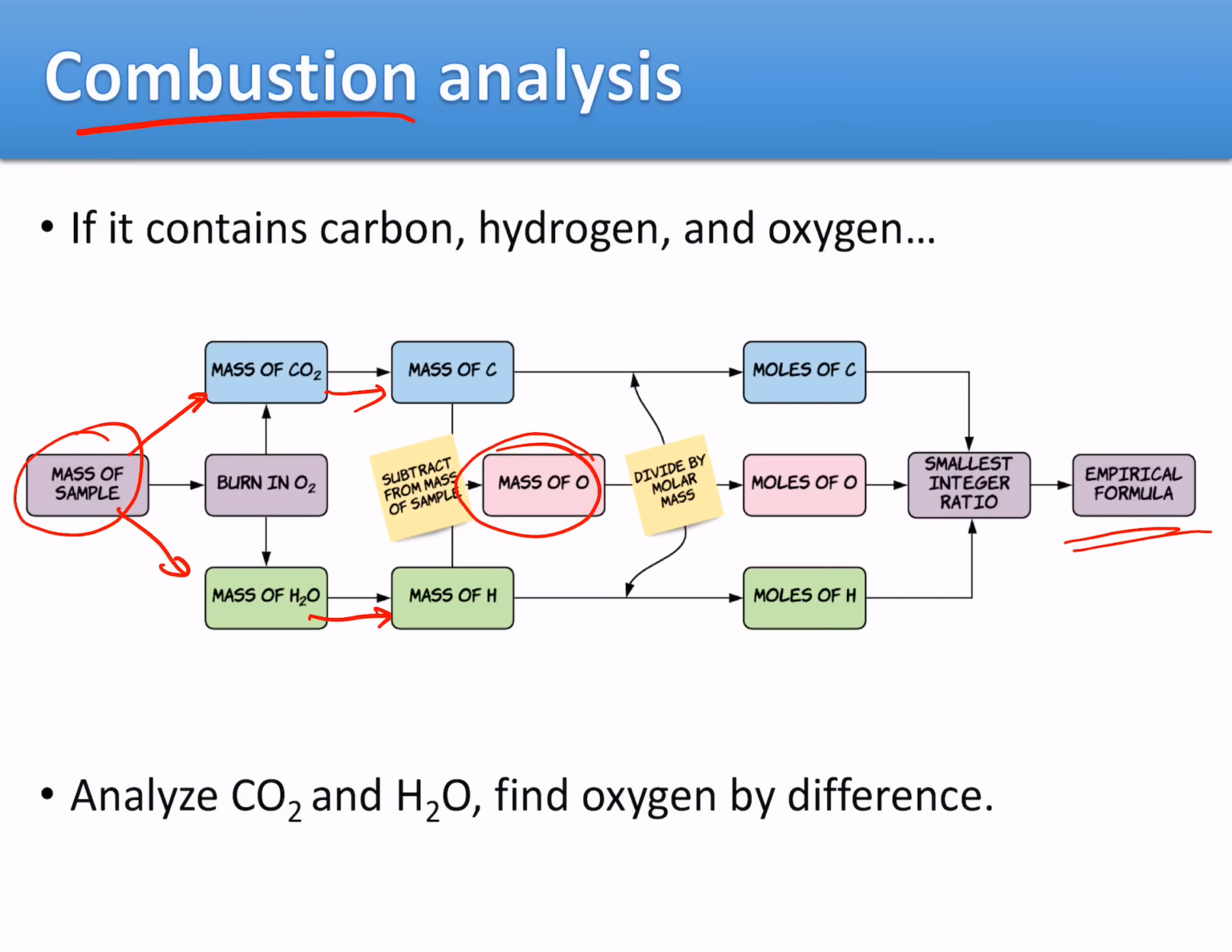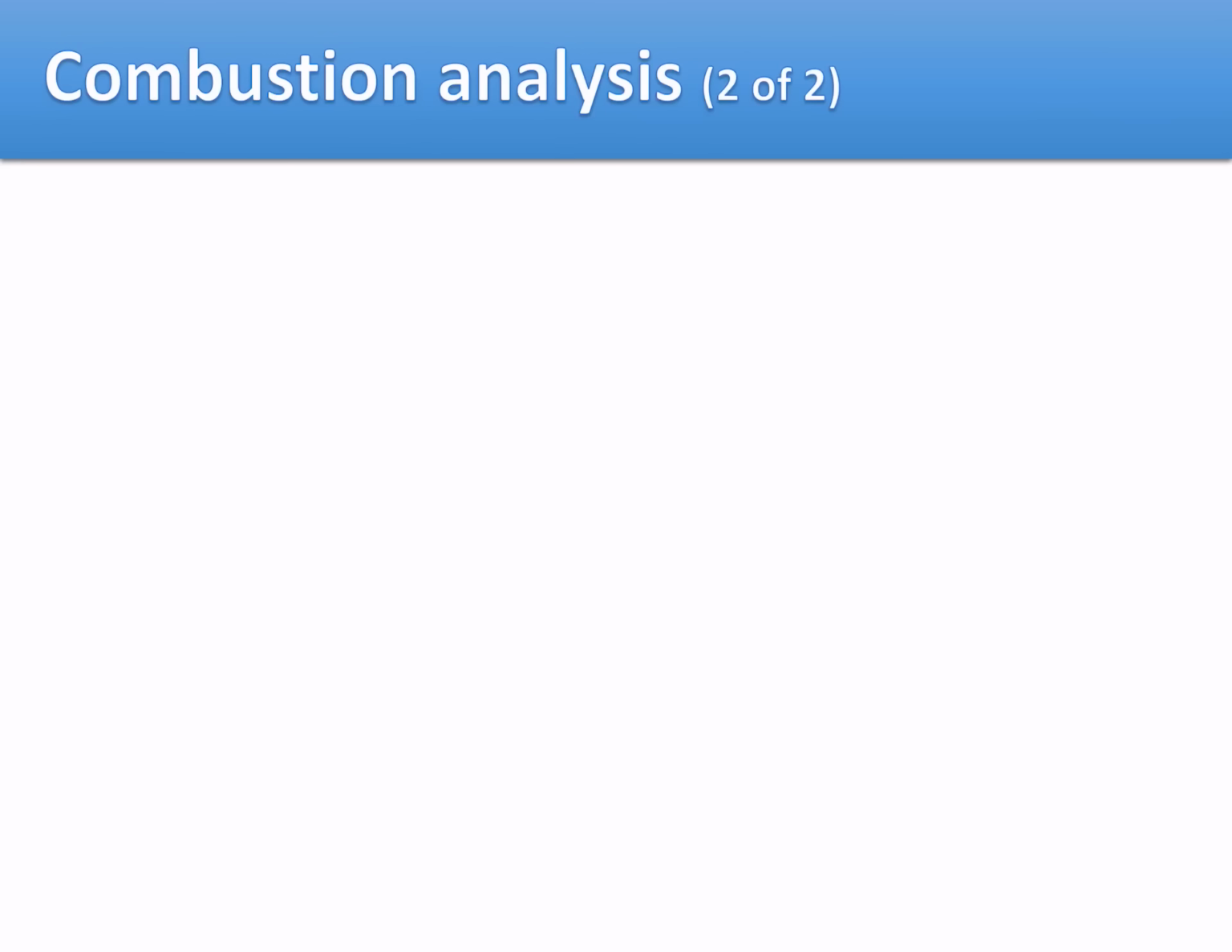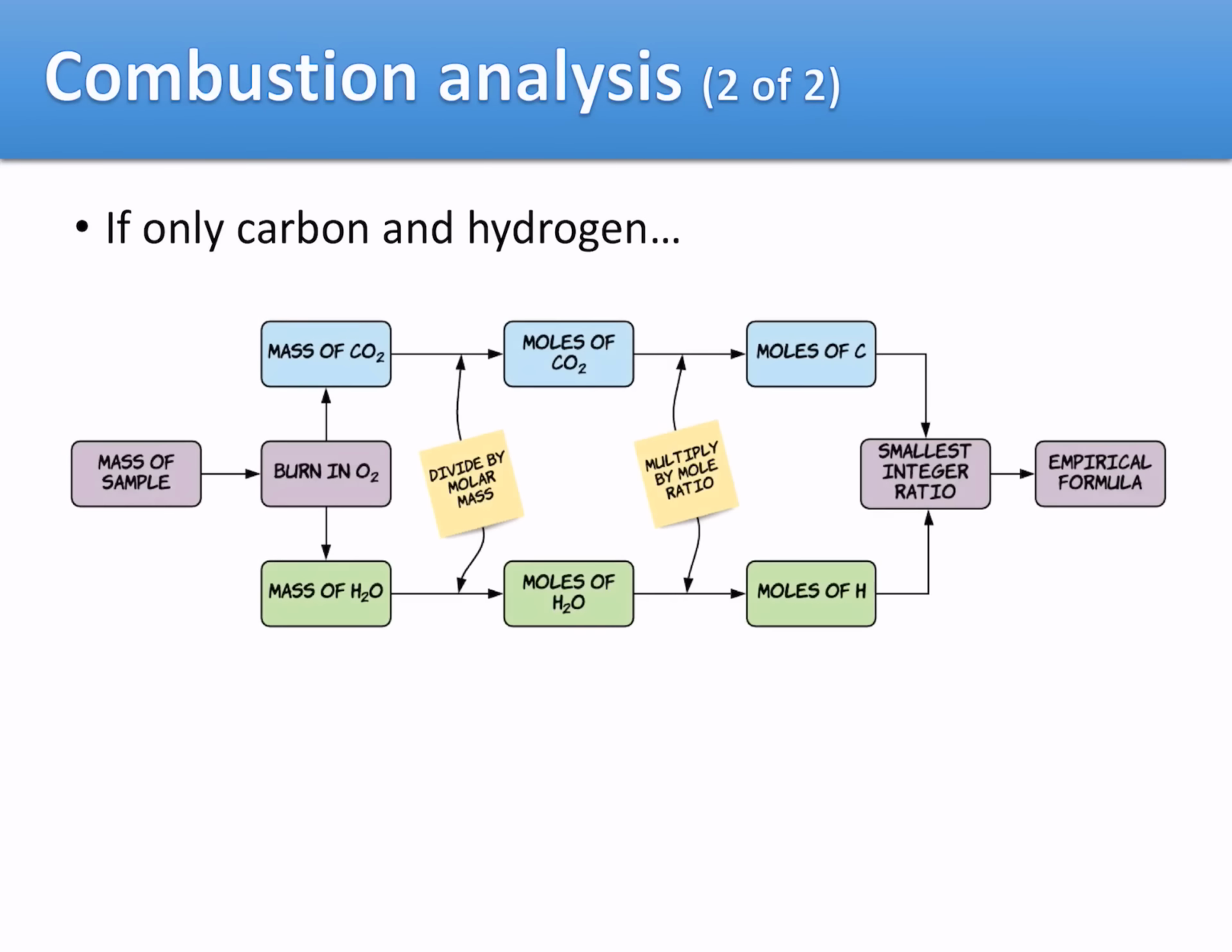Now, this is a little more complicated, and I actually don't like very complicated things. So let's say we have a simpler approach. Let's say that our organic compound only has carbon and hydrogen. That simplifies a lot of things, because we can actually forget about the mass of sample. We don't need it. If we have the mass of CO2 and the mass of water, that's all we need to perform the analysis. Because from the mass of CO2 and the mass of water, the easiest way to go is to calculate the number of moles of CO2 and the number of moles of water.